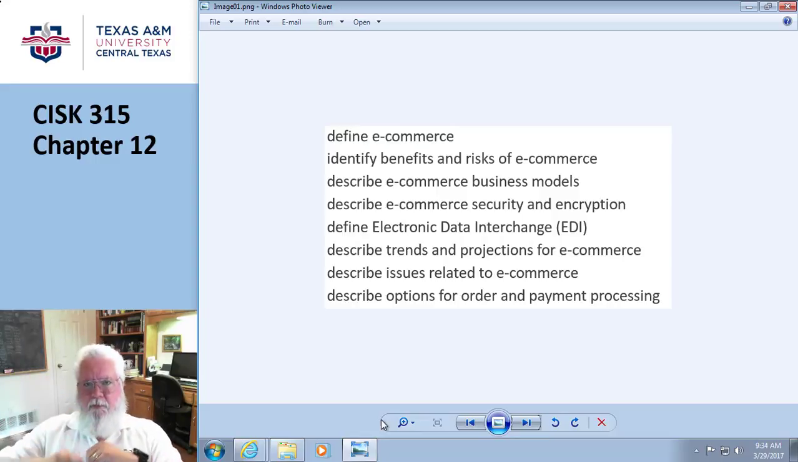Is it topped off with fuel? Because that's somebody else's business to do. Anyway, technology dependent. The other one is fraudulent transactions.